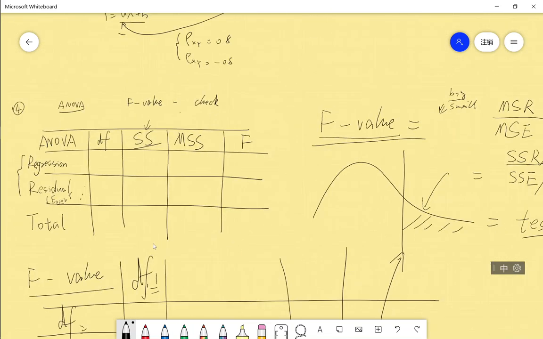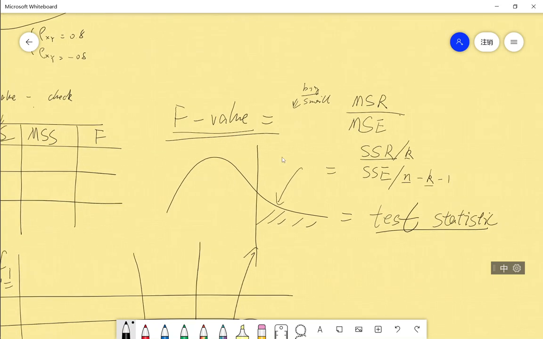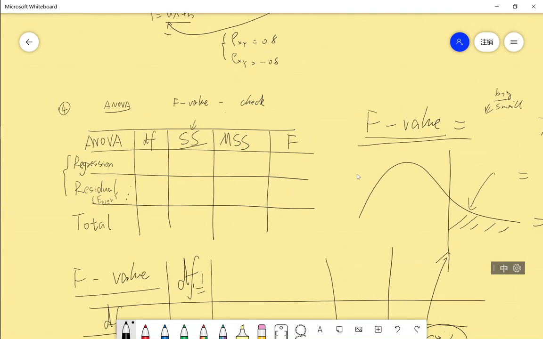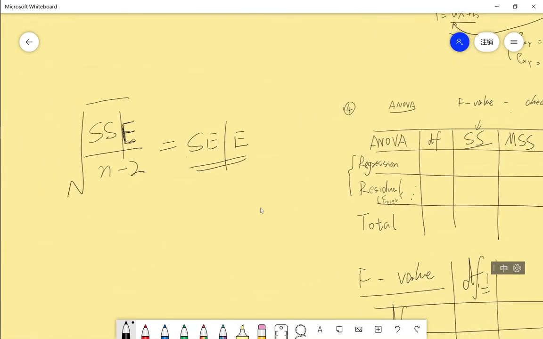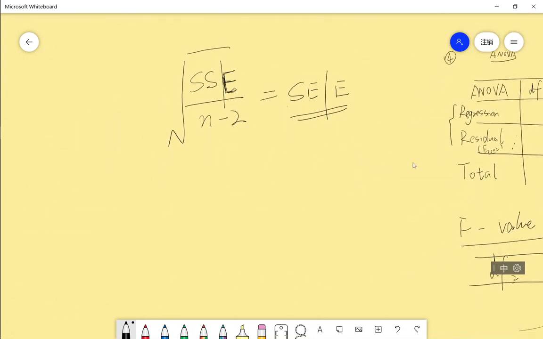So when you calculate the F value, let me compare that. When you get the F value, you kind of need the mean square, and you divide by n minus k minus 1. Right, so this is just totally different. So you need to make that clear. Okay, so let me just further explain that.